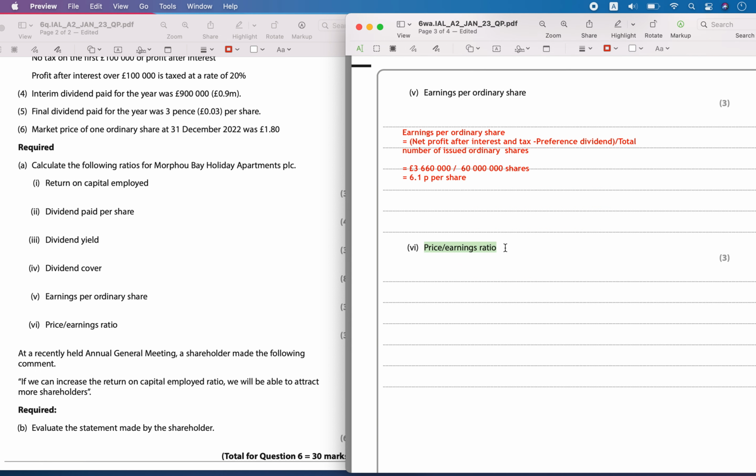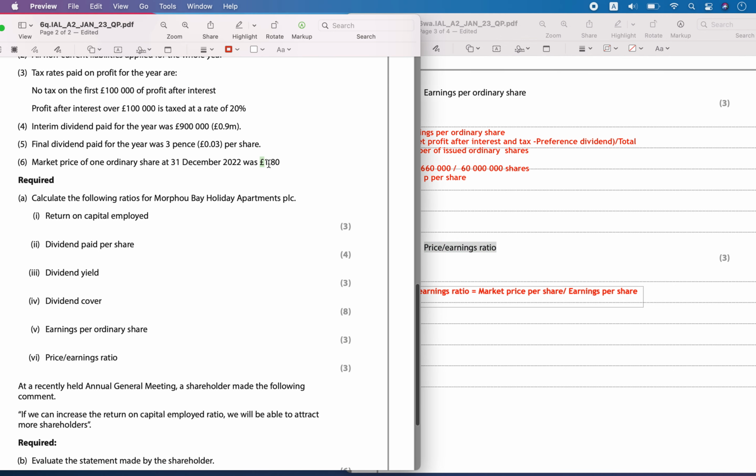The next question is the PE ratio, the price to earnings ratio. So what is the market price and what is the earnings per share that is achieved. The PE ratio, or price to earnings ratio, is a ratio where you take the market price per share and divide it by the earnings per share that you had calculated.